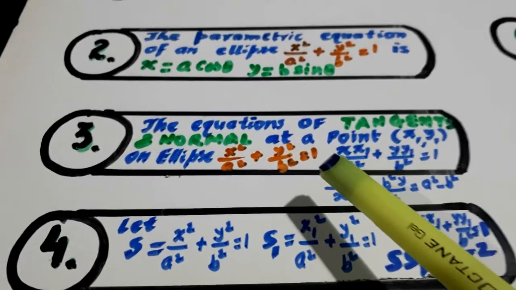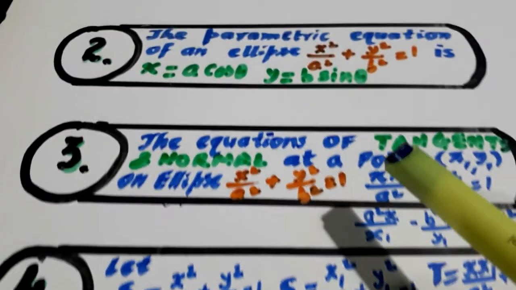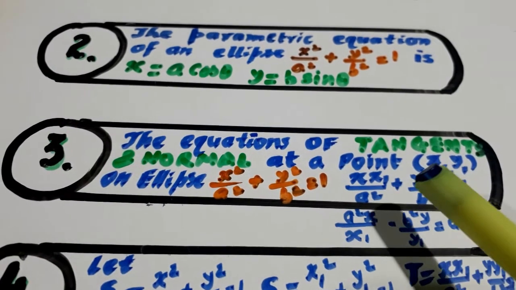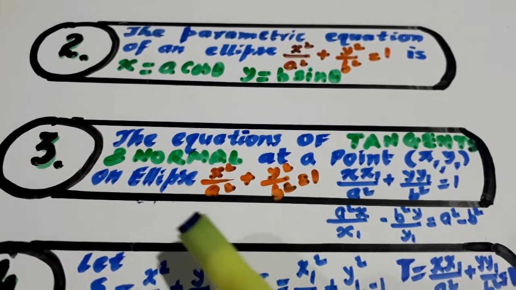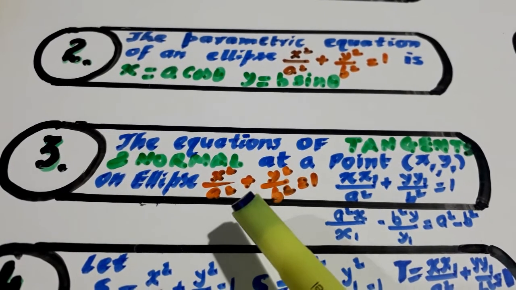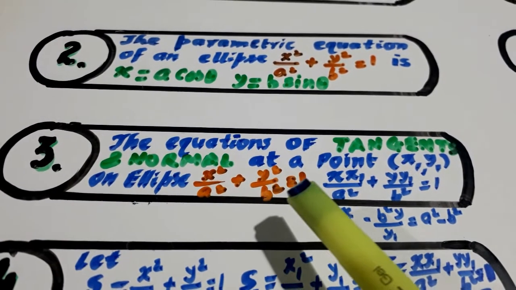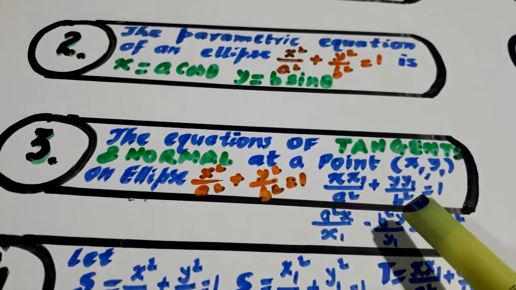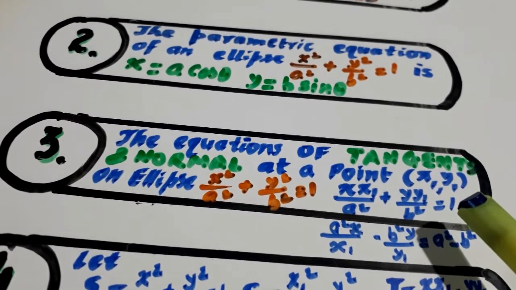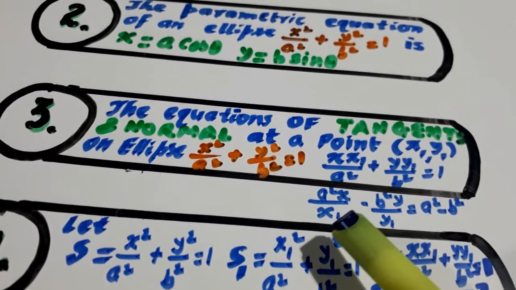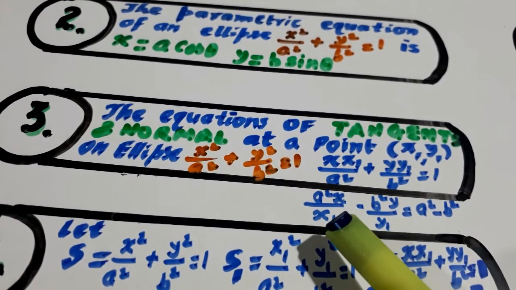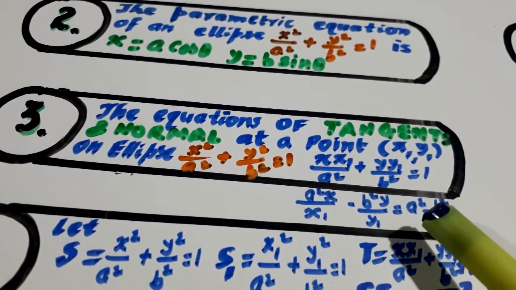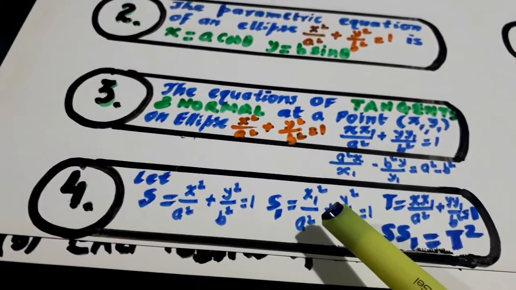Now let us go further. The equation of tangent and normal at a point x1, y1 on the ellipse x square over a square plus y square over b square is equal to 1 is xx1 over a square plus yy1 over b square is equal to 1. And the equation of normal is a square x over x1 minus b square y over y1 is equal to a square minus b square.